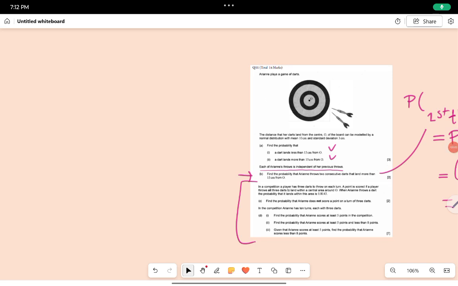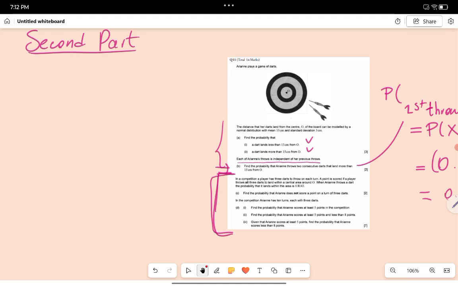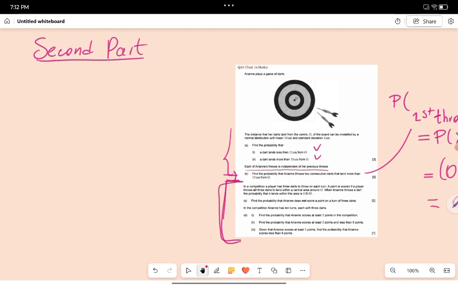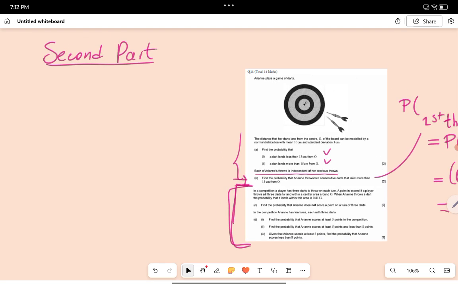Hello guys. Okay, so this is the second part of question 11. I did one part in one video, and now I'm going to compute this next part. So in a competition, a player has 3 darts to throw on each turn.